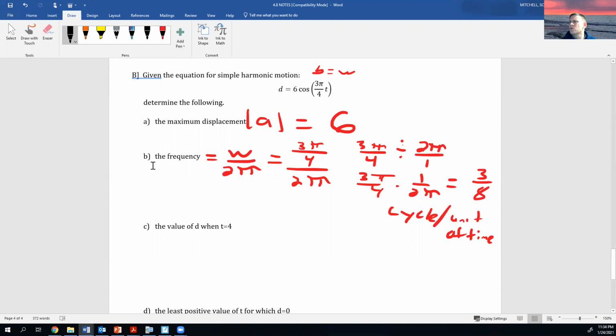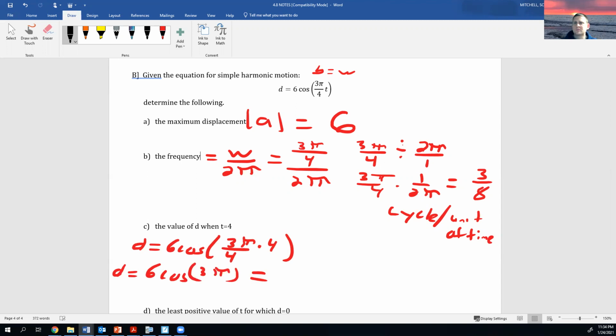Okay. So the value of d when t equals 4, well, this is just a basic Algebra 1 type question. I know it's a trig function, but you're just plugging in 4 for t. So it's 6 cosine of 3 pi, or you can type it in the calculator too. So what is the cosine of 3 pi? Cosine of any odd pi is -1. So that equals -6. So that's the value.